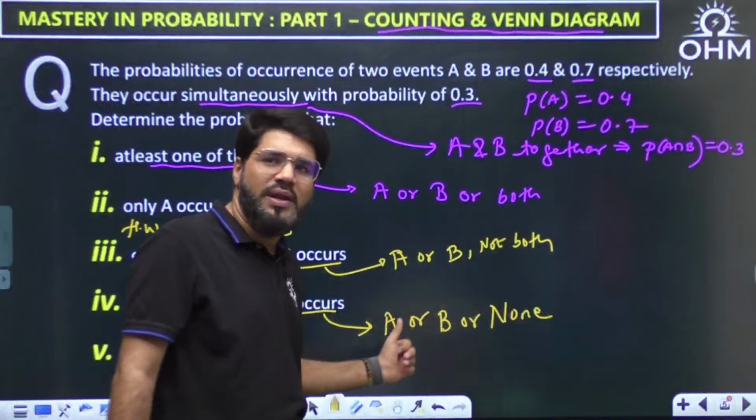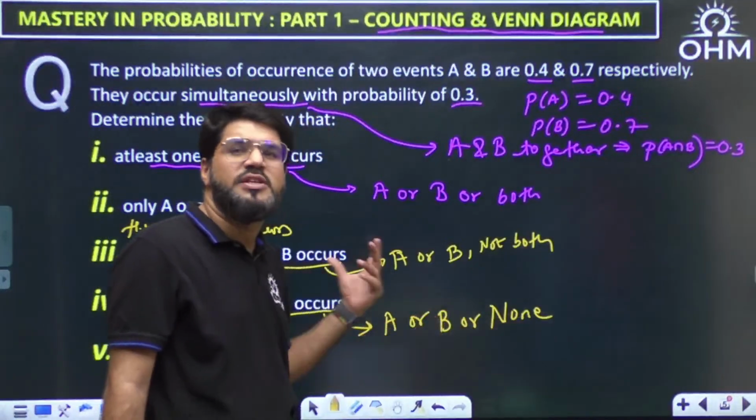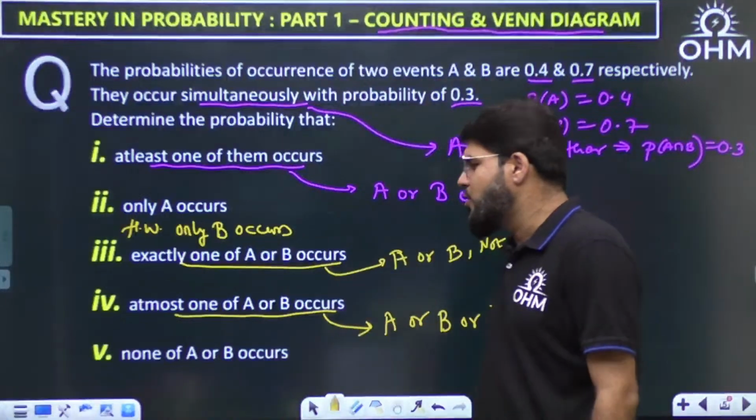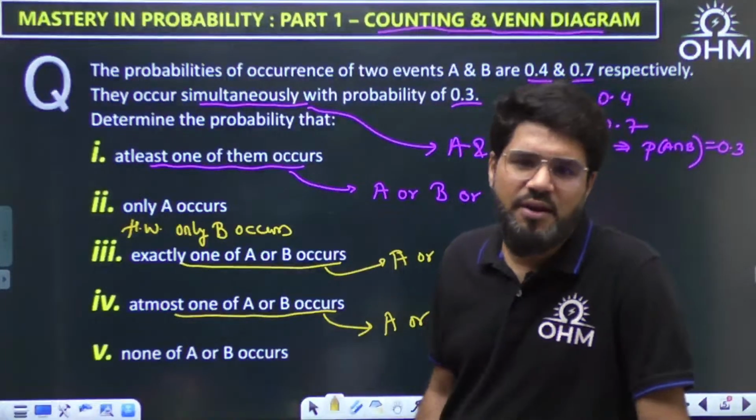So 0 events or 1 event. 0 means none of them, and 1 event means which one event? A or B. Both can be considered. So that is what "at most one of A or B occurs" means. Okay, now let's write down its formula.